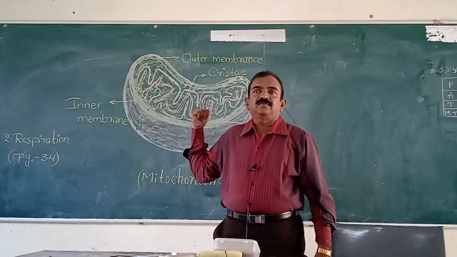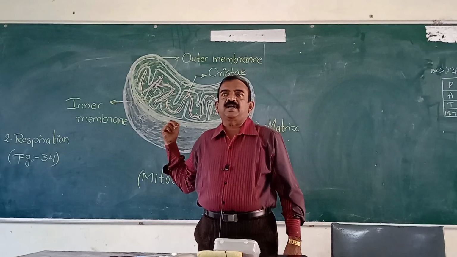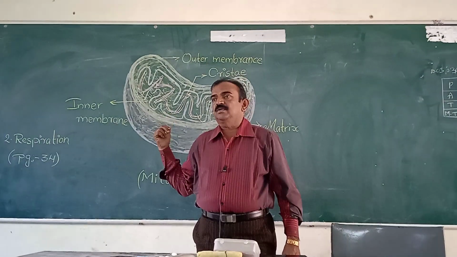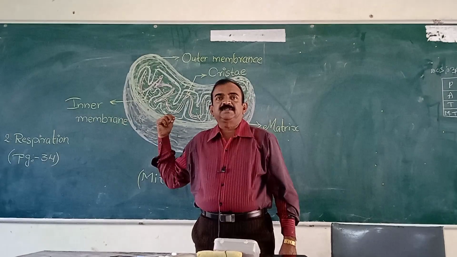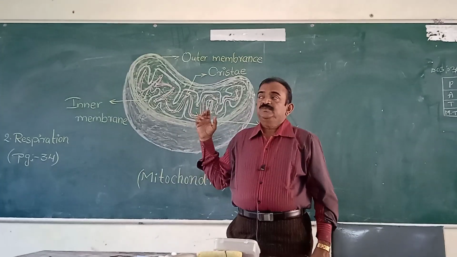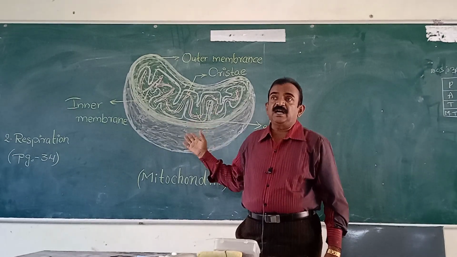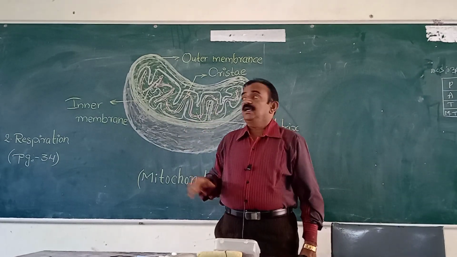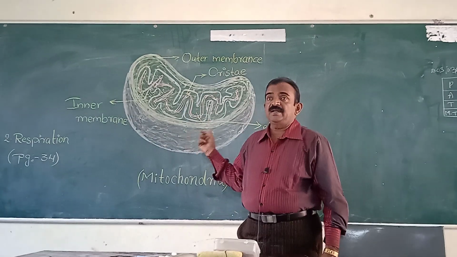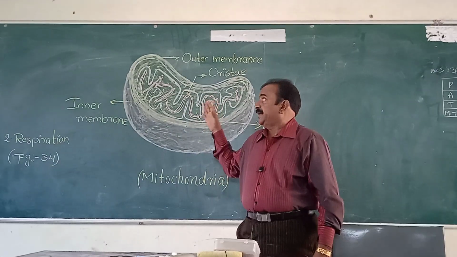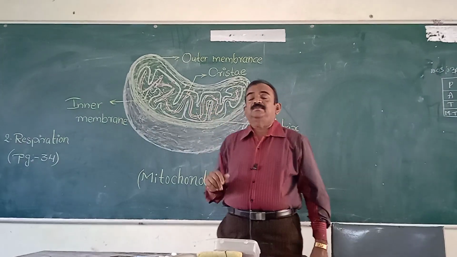You are seeing, friends, a beautiful diagram, that is mitochondria. So this is revision, page number 34, unit 2. This is called the powerhouse of a cell. A beautiful diagram drawn by Narayan. So here I am telling what is the function of mitochondria.